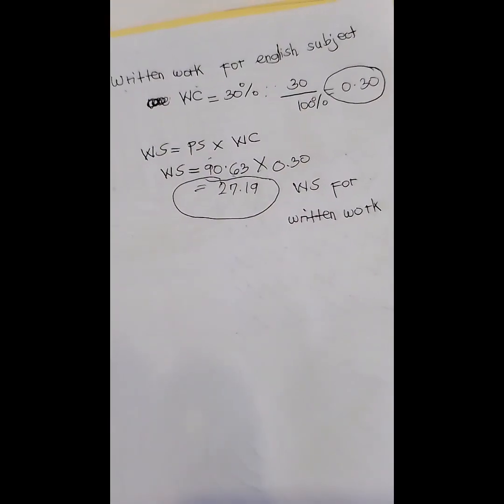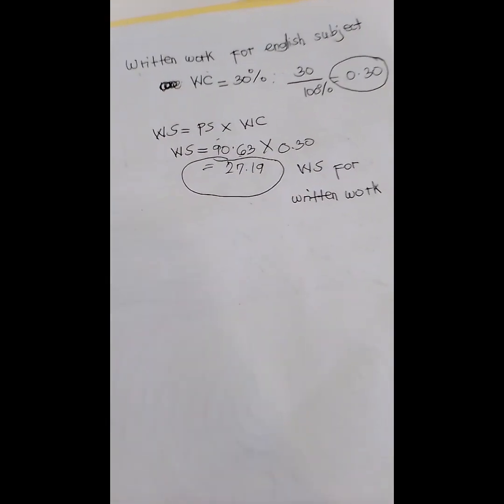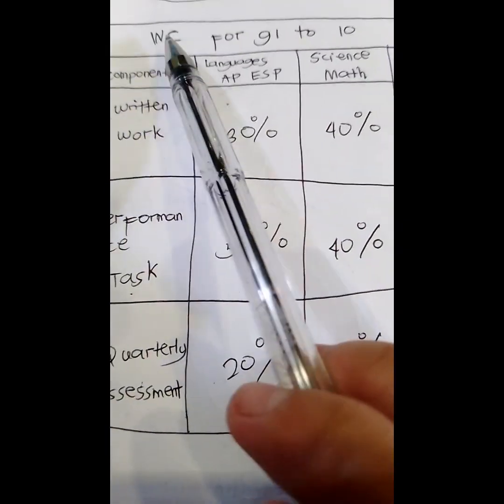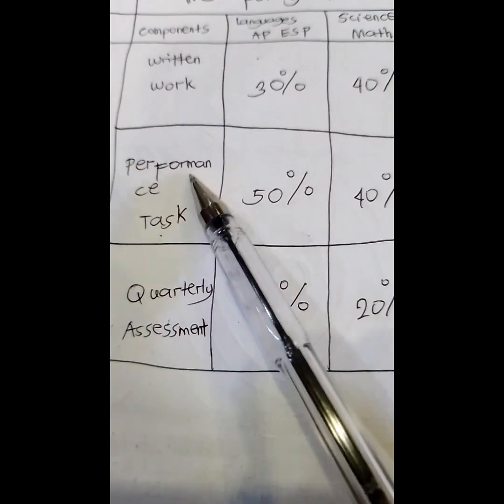And then let's move on to performance task. So our performance task, English subject, so languages, it belongs to languages. So the weight of the components in performance task is 50%. We convert it again.